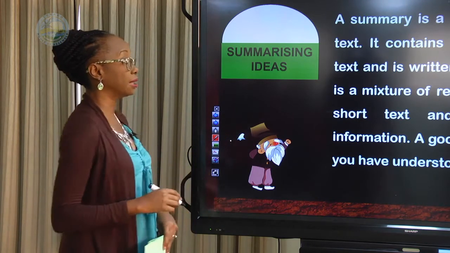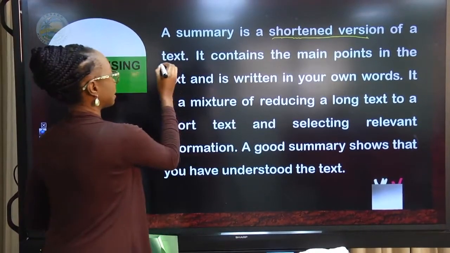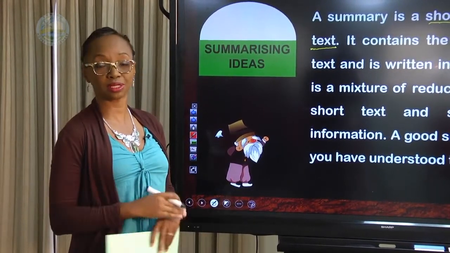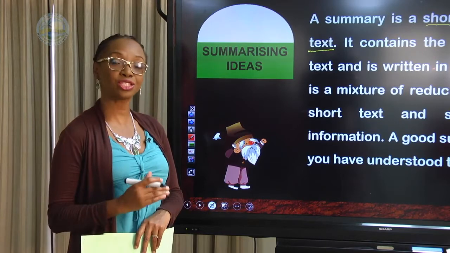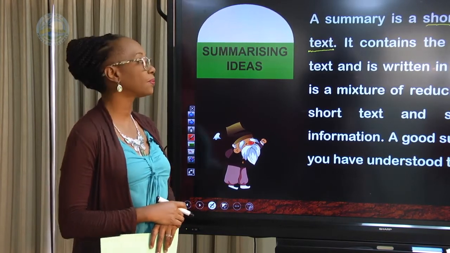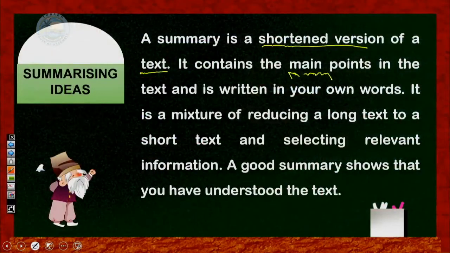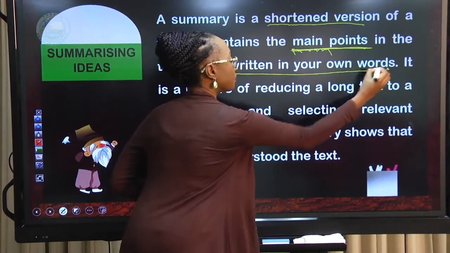Now let's pay attention here. A summary is a shortened version of your actual text. Whatever the length of the original text is, your summary has to be shorter than that. If the original text is 10 words and you're asked to summarize it, it has to be considerably shorter than 10 words. Additionally, the summary contains the main points. So you're going to be asked to pull out what are the main points or the main ideas. And more so, it has to be written in your own words.